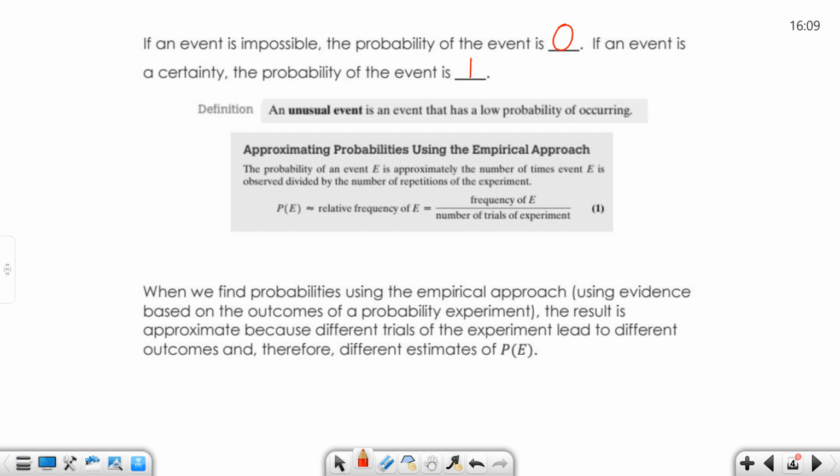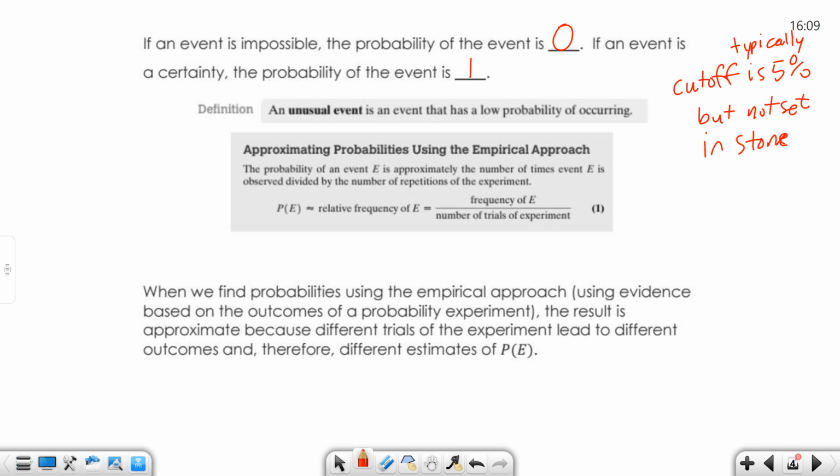An unusual event is an event that has a low probability of occurring. Now, I'm going to tell you this, but it's not always the case. Typically, the cutoff is 5%. Typically, the cutoff is 5%. But it's not set in stone. So I'm going to write that too, just so you don't say, well, you wrote it down and didn't tell us that. But not set in stone.